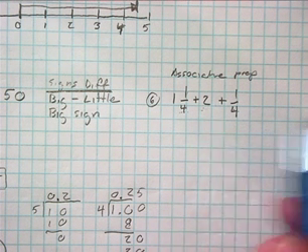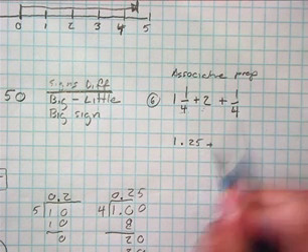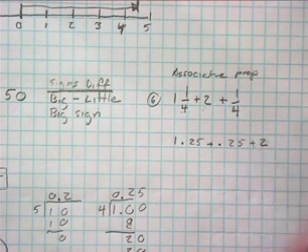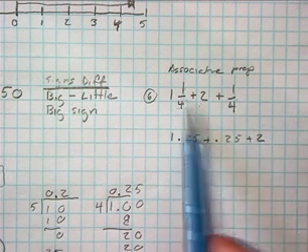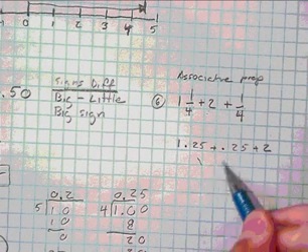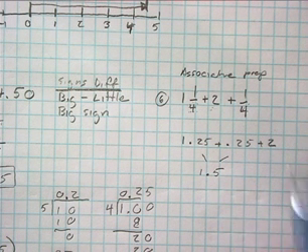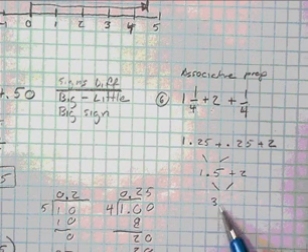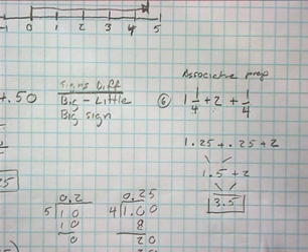1/4 is a benchmark decimal, so we have 1.25 plus 0.25. Then I'm going to add my 2. Different problems are different. This one happens to be easier if I add those two together. When I do that, I get 1.5. Then I add on my 2, which gives me 3.5. It's just a way of making the problem a little bit easier.